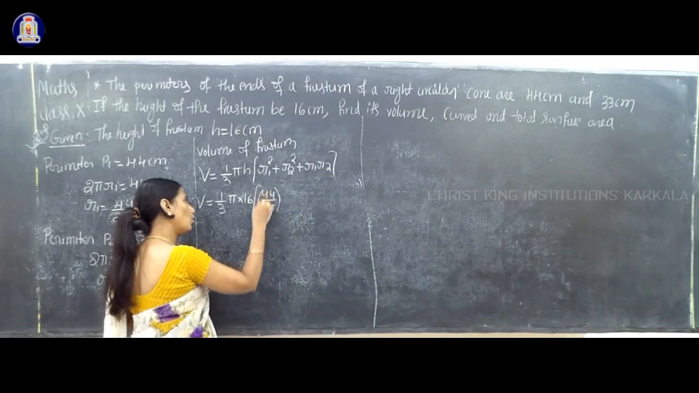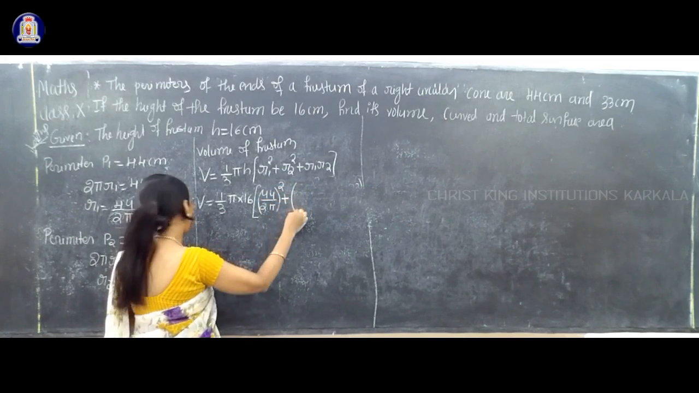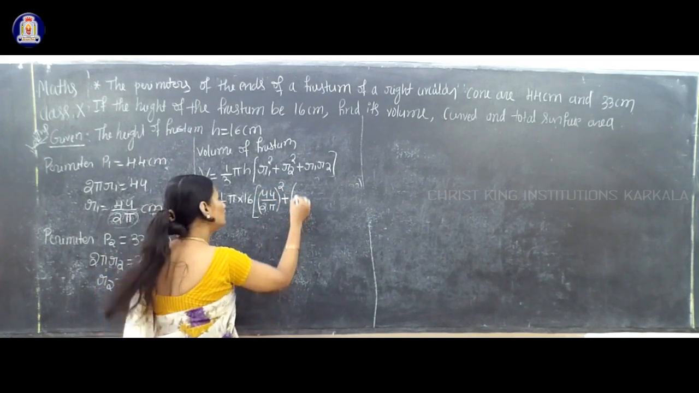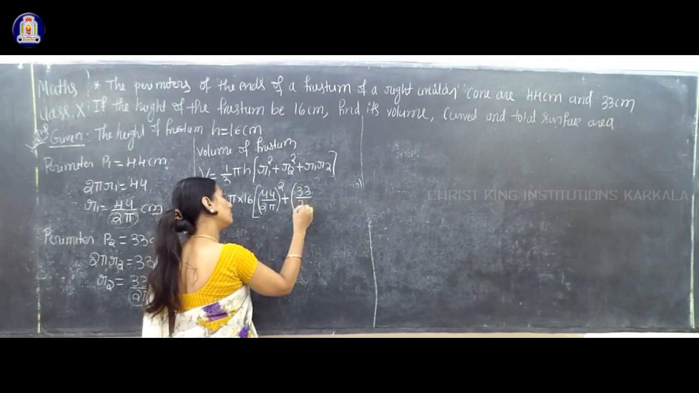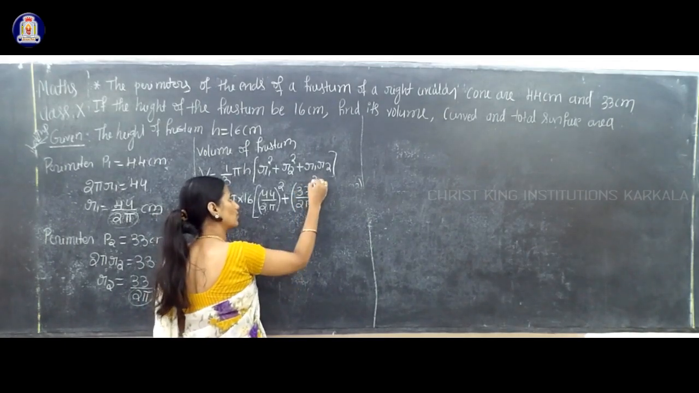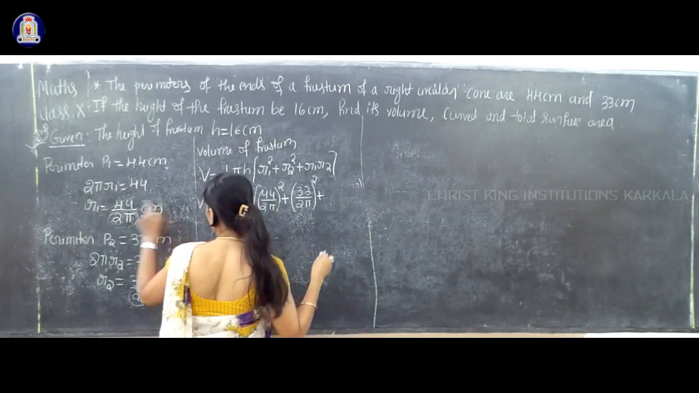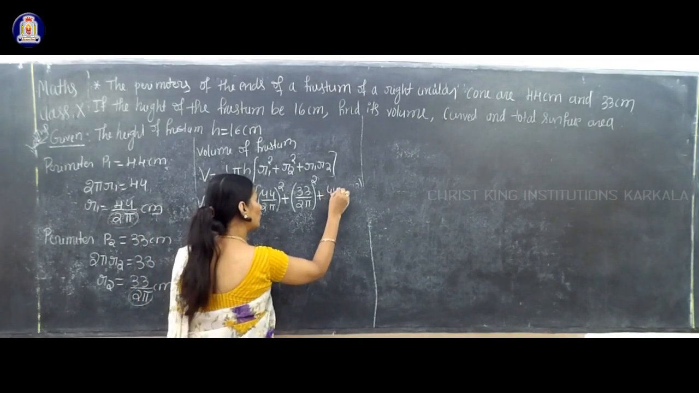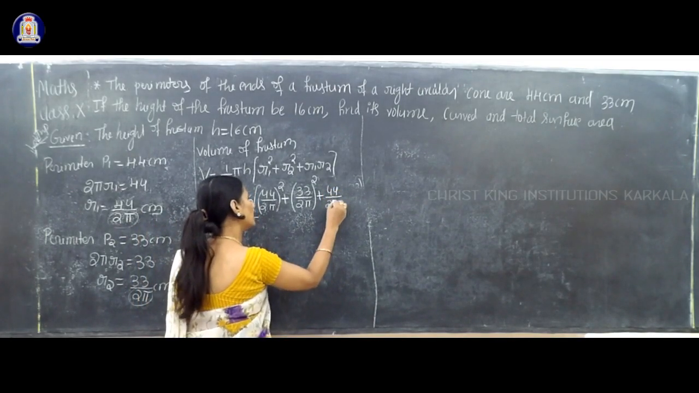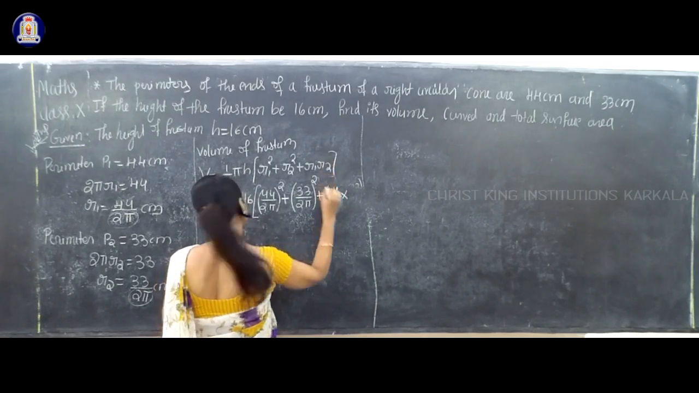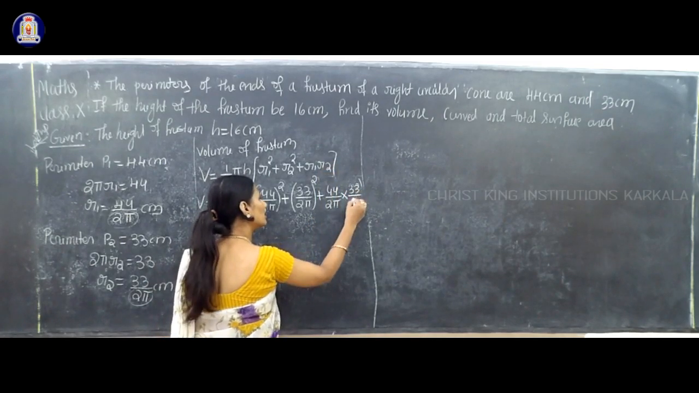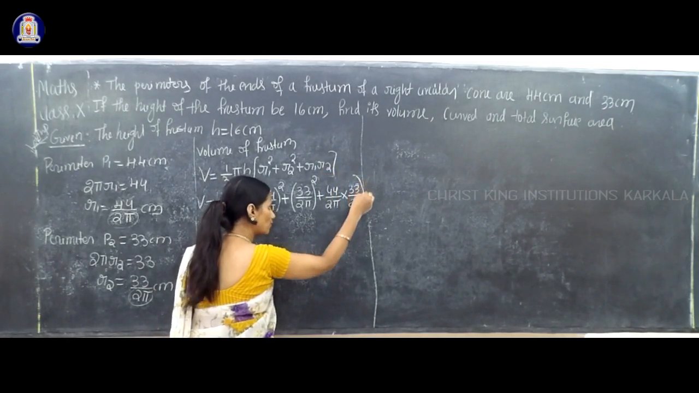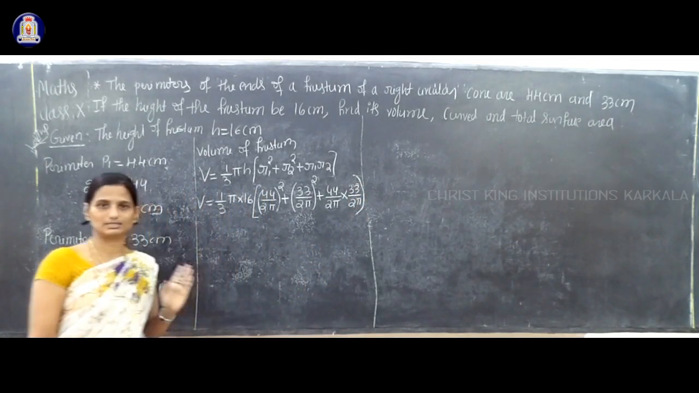2 pi whole square plus R2 square. What is your R2? 33 divided by 2 pi whole square plus R1 is what? 44 divided by 2 pi into R2 is what? 33 divided by 2 pi. So now you will get the same LCM.